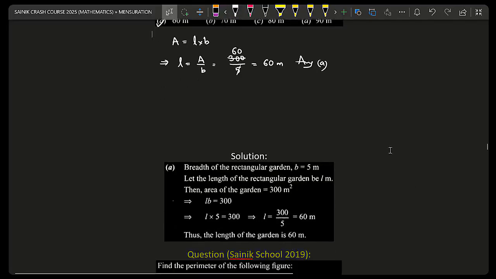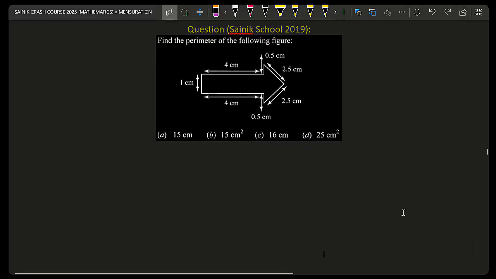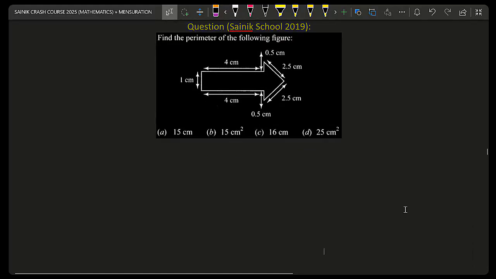Okay, sir. Next question in the same paper, 2019 paper. Find the perimeter of the following figure. Who is going to answer this? Sir, can you tell the answer? Abhiday, you wait. Let me check with other students.